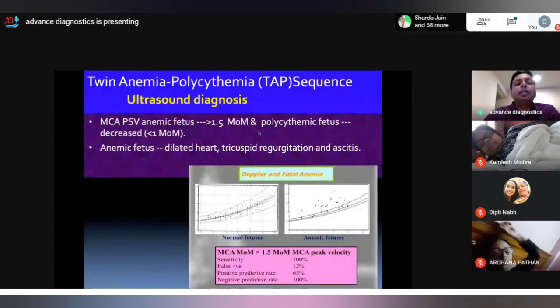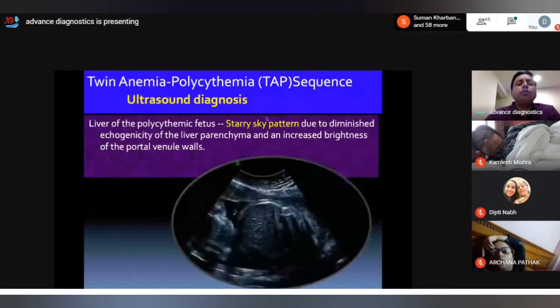Anemic fetuses have a dilated heart, tricuspid regurgitation and ascites. Sometimes we see a starry sky pattern of the liver, where you will see a black, hypoechoic liver with increased brightness of the portal venule walls, like in this case.